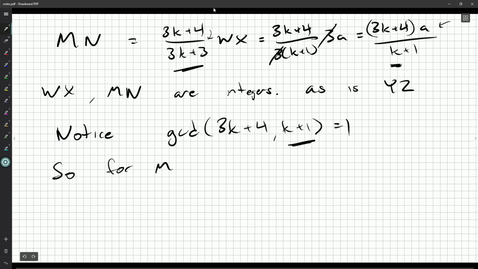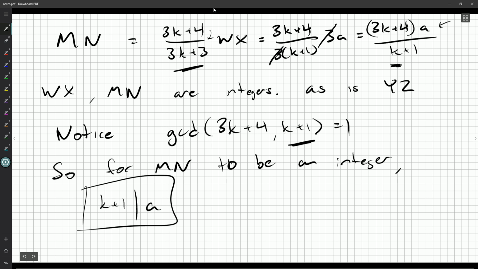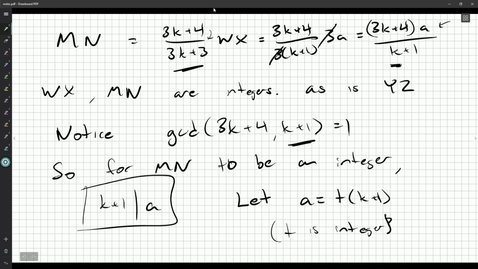So for MN to be an integer, K plus 1 has to, all of its factors have to be canceled out by factors coming from A. So I guess instead we could say something like let A equal T times K plus 1, where T is an integer. Well, yeah, obviously T has to be an integer. I don't know why I wrote a question mark there.